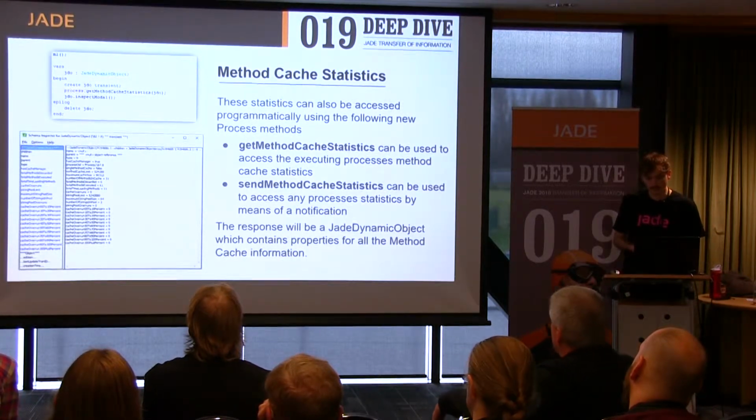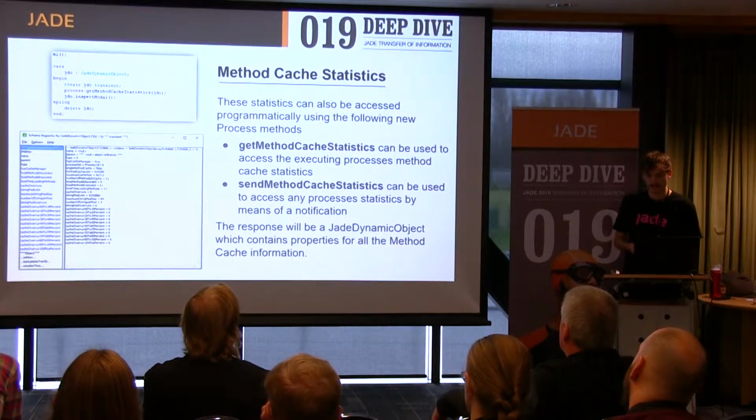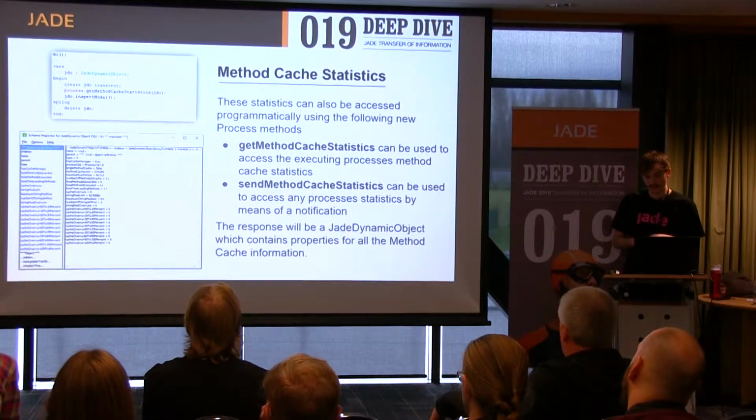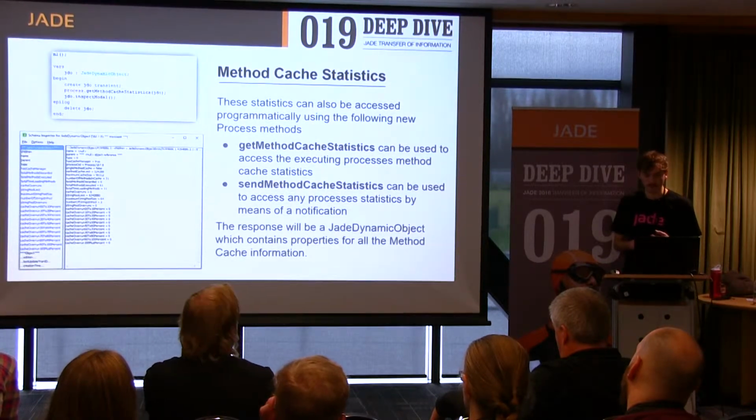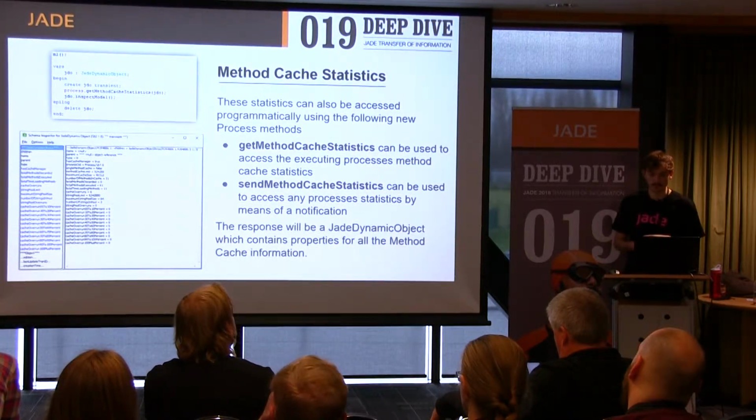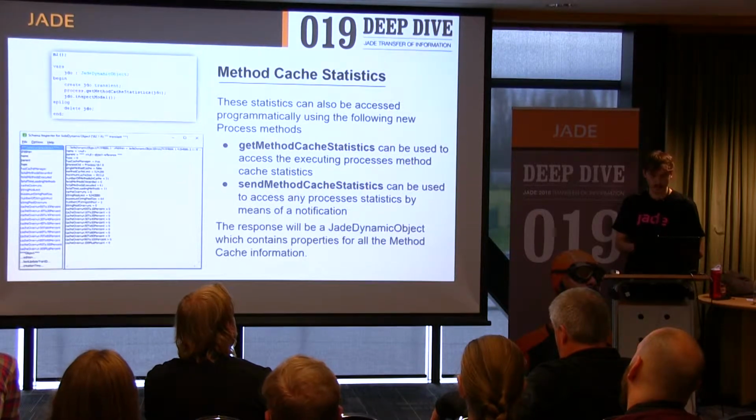And also process sendMethodCacheStatistics can be used from executing code to access the statistics from any other process, and this is done via notification. So beforehand, where you're executing the code, you would need to register for the process method cache stats event notification on the Process class instance.